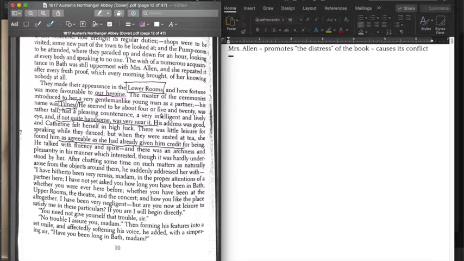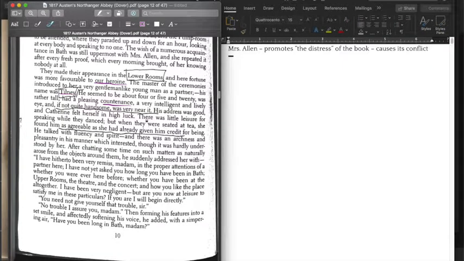He seemed to be about 4 or 5 and 20, was rather tall, had a pleasing countenance, that means face, and a very intelligent and lively eye, and, if not quite handsome, was very near it. Okay, that's good. He's almost handsome. His address was good, and Catherine felt herself in high luck. There was little leisure for speaking while they danced, but when they were seated at tea, she found him as agreeable as she had already given him credit for being. All right, so that just means, she had already decided he was agreeable and nice. She gave him credit for it, and he actually turned out to be nice.